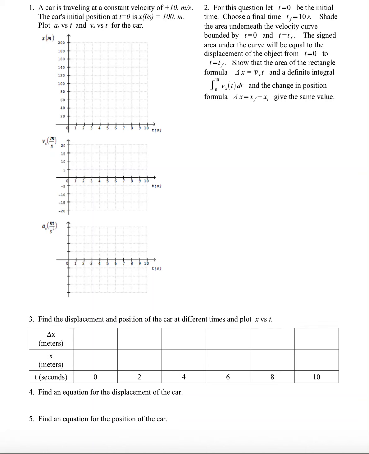In this problem, a car is traveling at a constant velocity of 10 meters per second. The problem gives us an initial position for the car of 100 meters. We're asked to plot the acceleration versus time and the velocity versus time. Later, we'll plot the position versus time too.